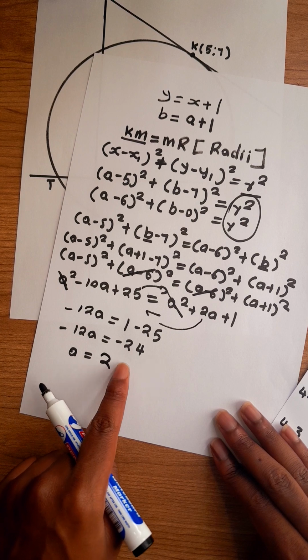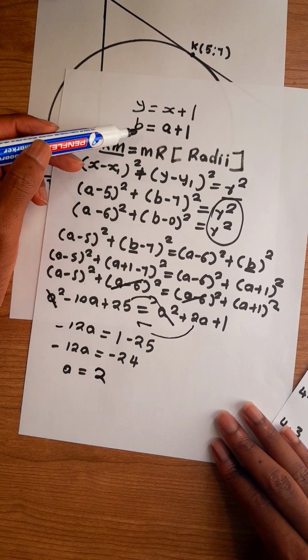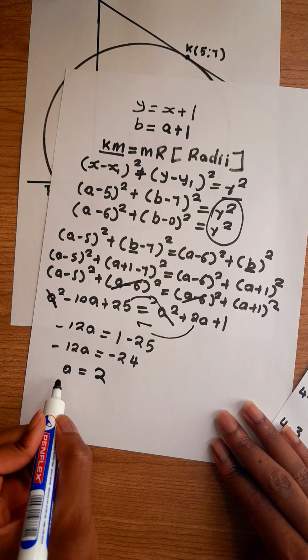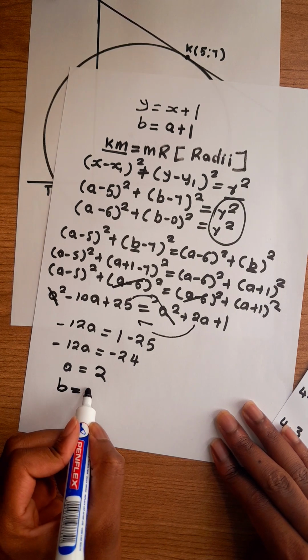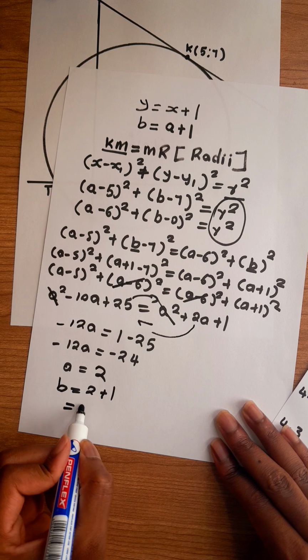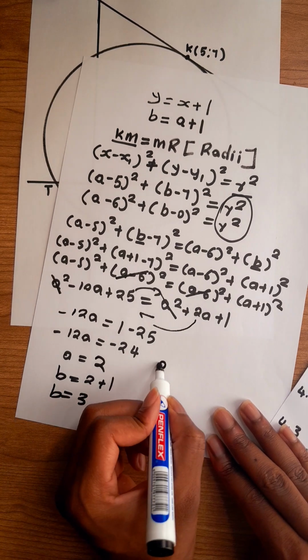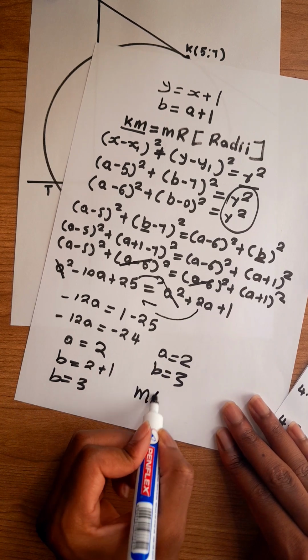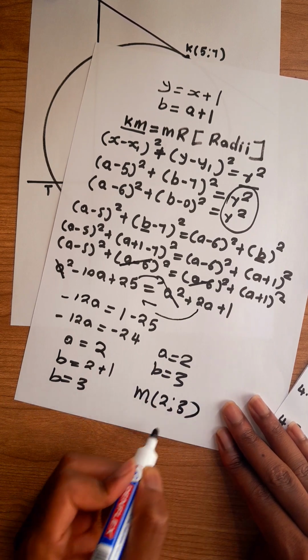Now, how do I find the value of b? Well, to find the value of b, wherever there's a, I'm now just going to substitute 2. So b equals 2 plus 1, and that is going to be 3. So I know that the value of a is 2 and the value of b is 3. Therefore, my coordinates are (2, 3).